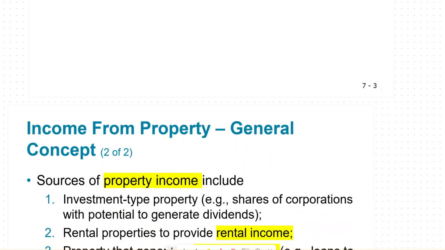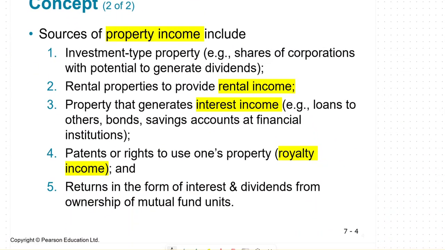So going further, what does it include? I highlighted it to make things easier to remember. The source of property income: where does the income come from? It can come from an investment type property. When you think of an investment type, you could invest in shares, and when you invest in shares, you are going to get a dividend income.